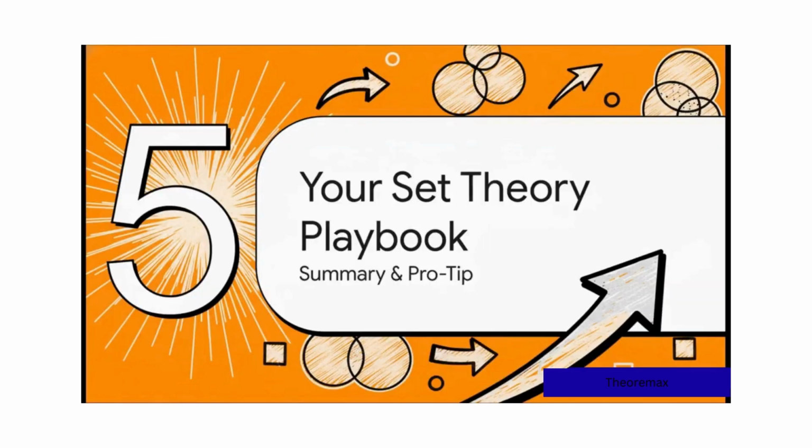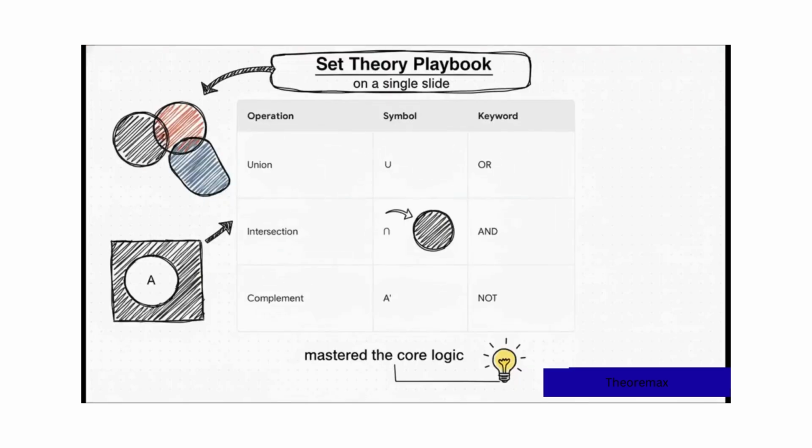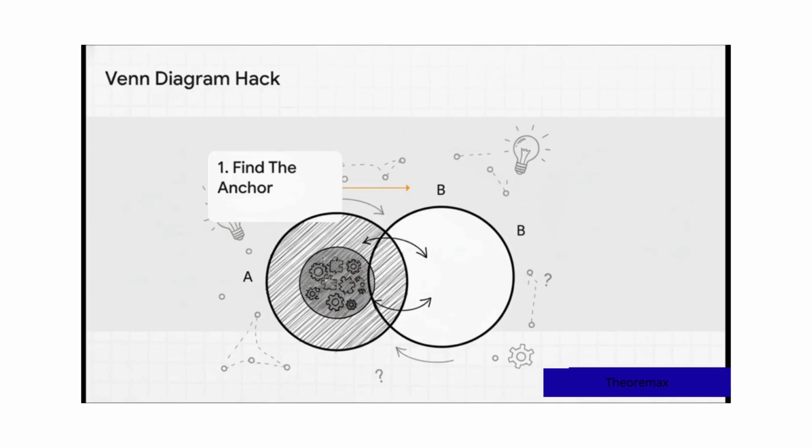Okay, I know that was a lot to take in, but you've now got the full toolkit for set operations. So let's wrap this all up with a super concise summary and a fantastic pro tip that you can start using right now. And here it is, your set theory playbook, all on one slide. It's this simple. Union is or, intersection is and, complement is not. Seriously, if you can just burn this simple table into your brain, you've basically mastered the core logic of all set operations.